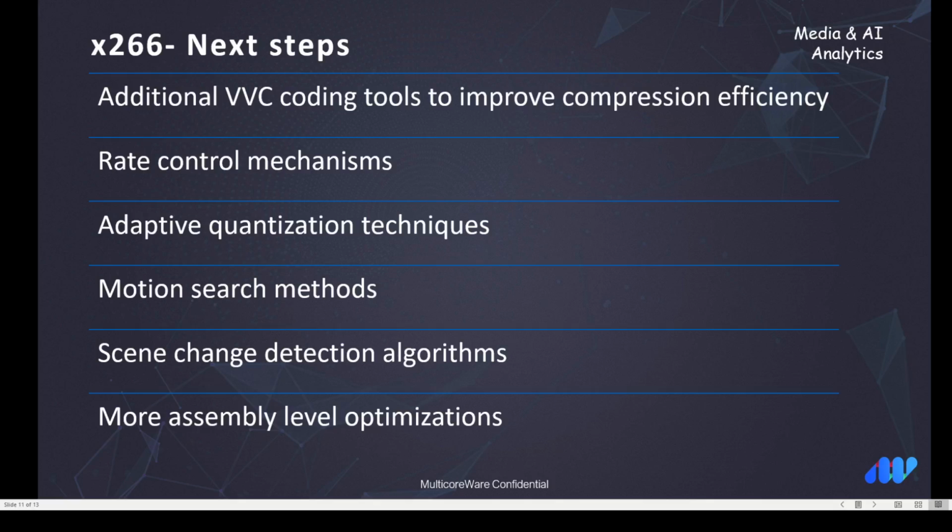The plans that we have for the upcoming versions of x266 are that we will add more and more VVC coding tools to improve compression efficiency. We will also add efficient rate control algorithms like the ABR and the VBV. Support for adaptive quantization techniques and CUTree will also be added in the upcoming versions. From full motion search to efficient hex motion search algorithm, similar motion search algorithms will also be implemented. We will also be adding intelligent scene cut detection algorithms, and we will continue to add more and more ASM optimizations.